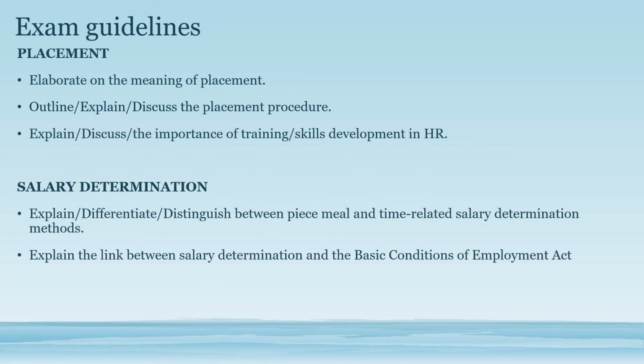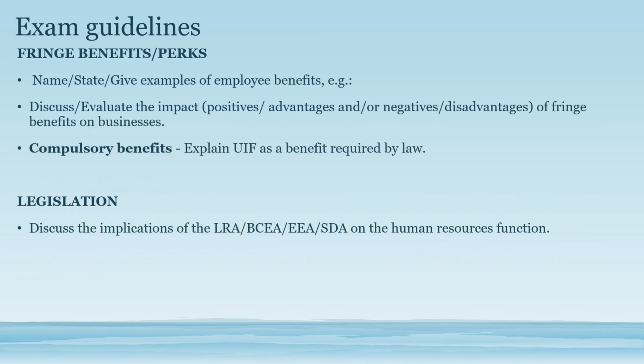Then we have placement and salary determination. These usually forms part of section B more often. But if it's part of section C, they usually tend to combine it with one of the other HR activities. Then your fringe benefits, that usually also forms part of section B more often because there is not too much to discuss. However, those benefits of fringe benefits can be asked in section C, but then they'll combine it with another question.